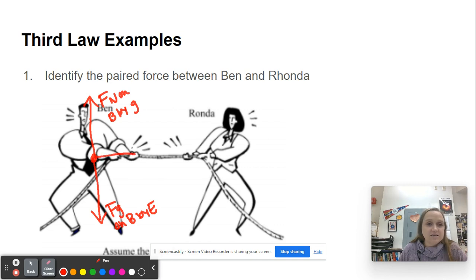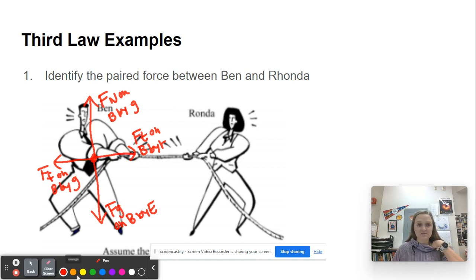And he's got a force tension acting on him. Force tension on Ben by the rope, because that's what causes the force tension. And then he also has a friction force acting on him. Friction force on Ben by the ground again. So those are all of Ben's forces.